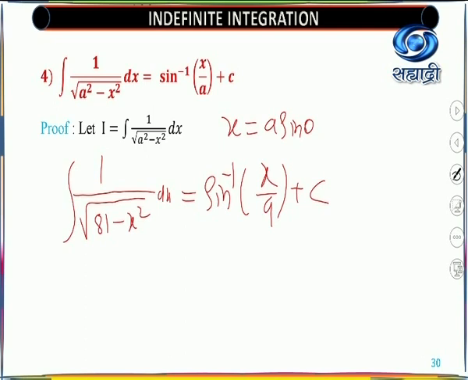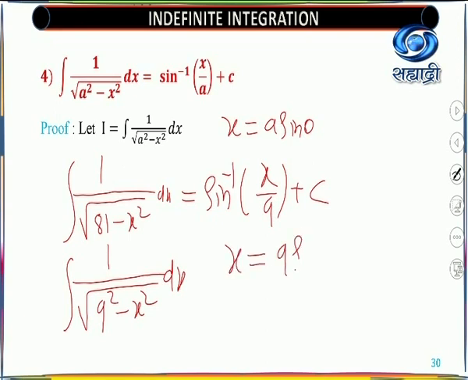Here the substitution is x equal to a sin theta. What is the value of a here? You try to compare. This is 1 upon root of 9 square minus x square. So what is the value of a? a is 9. So your substitution is x equal to 9 sin theta, and therefore you got this value: sin inverse x upon 9 plus constant of integration.